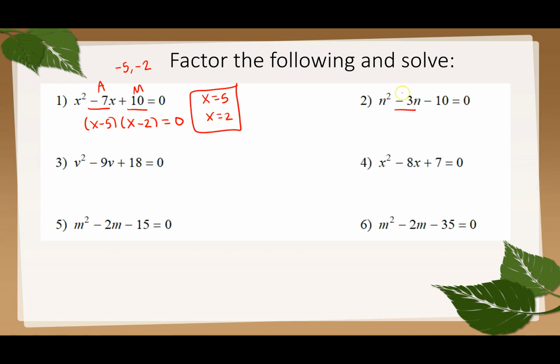Okay, what adds to -3 and multiplies to -10? That's going to be a -5 and a 2. -5 plus 2 is -3. -5 times 2 is a -10. So we're going to write this as n minus 5 and then n plus 2. So my answer is going to be n equals 5 and n equals -2.